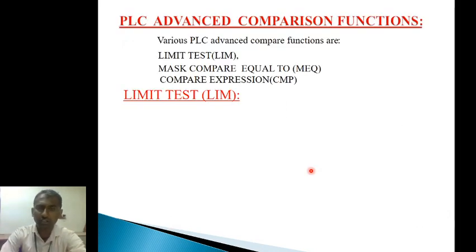In addition to the mask compare equal to comparison function, you have the compare expression also. By using this PLC advanced function, we can compare the entire expression by using a single block diagram. So this is about the PLC comparison functions: the 6 direct comparison functions, derived comparison functions, and PLC advanced comparison functions. In the next video, we will see about the PLC number conversion functions.